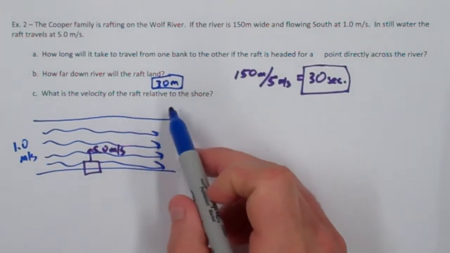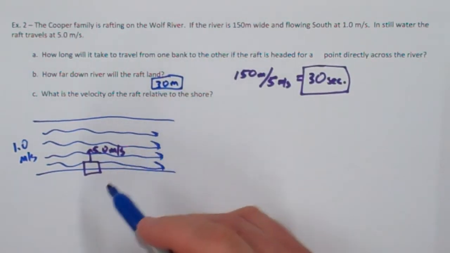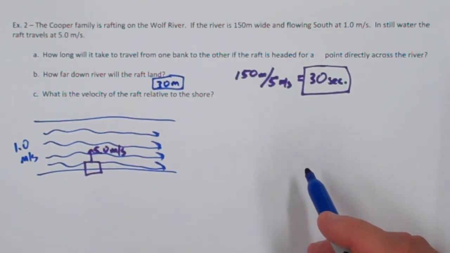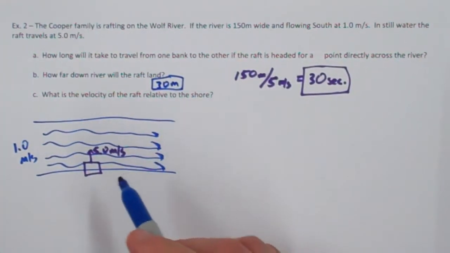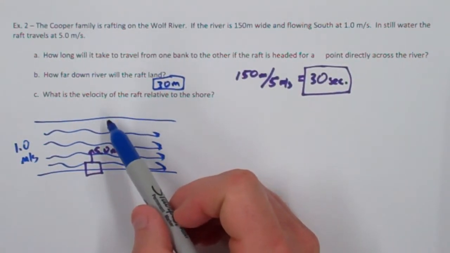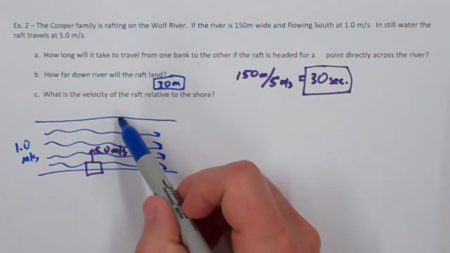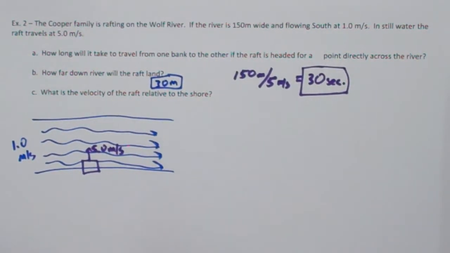The velocity of the raft relative to the shore, that's a little bit trickier. So we do need to use vectors for this one. What we're looking for is the resultant magnitude when you apply the current and then the forward velocity. Because if you're a bystander just over here on one side of the river, the raft will move towards you if you stand right here at a speed that's probably going to be greater than 5. So let's see if we can figure this one out.